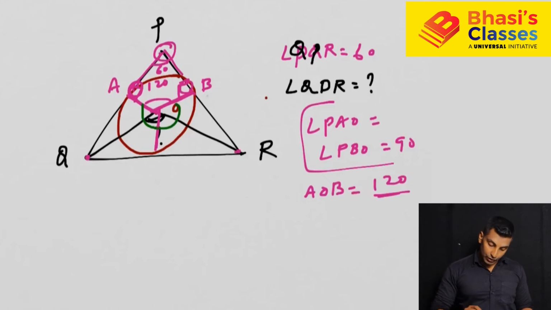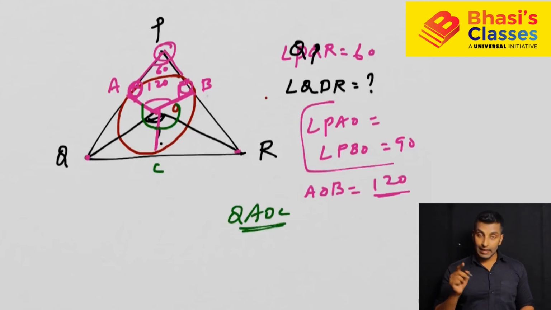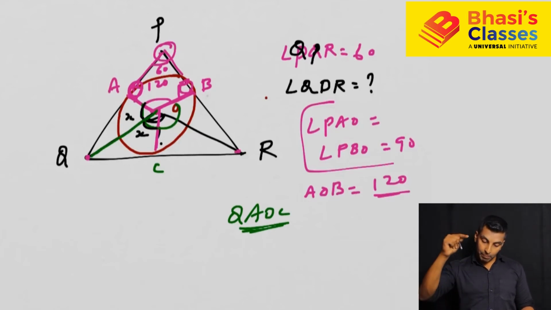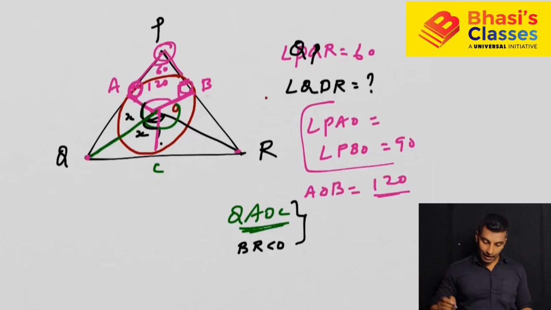Now if you observe here, QAOC is a kite, and this is the angle bisector. So you can see this angle and this angle will be the same. You can mark it as X and X. Both will be the same, it is divided equally. Similarly, BRCO is also a kite, and OR is the angle bisector. So these two angles will be equal. You can mark it as Y and Y.